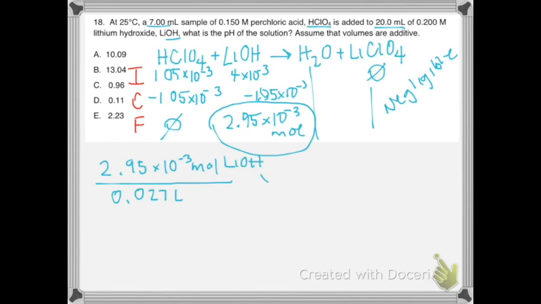Okay, but we don't really care about lithium hydroxide, we care about hydroxide, so it's worth reminding ourselves that we'll just get 1 mole hydroxide for every 1 mole lithium hydroxide, for a concentration of 0.11 molar hydroxide.